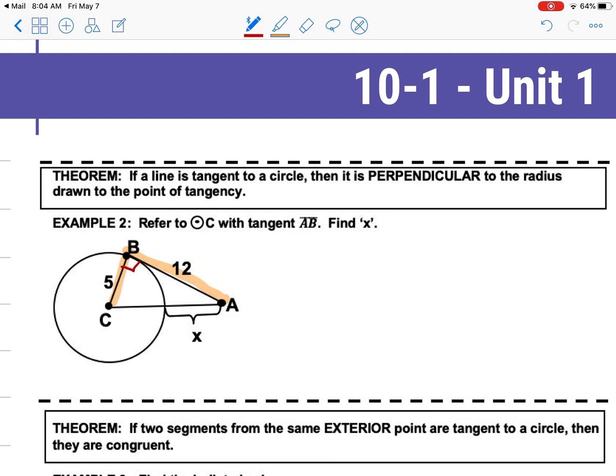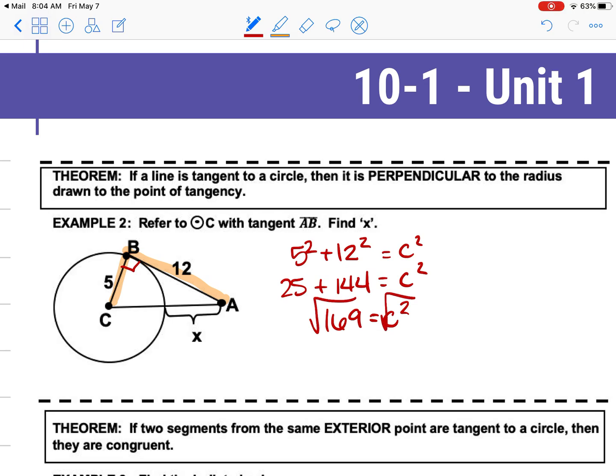So if we have a right triangle, then that means we have two sides. We can use Pythagorean Theorem. So we can say 5 squared plus 12 squared, because that's our A and our B. 5 squared is 25. 12 squared is 144. We can add those two together, and that's going to get 169. And we can square root both sides, and C would equal 13.